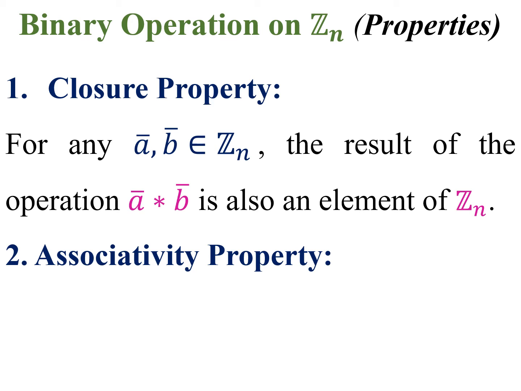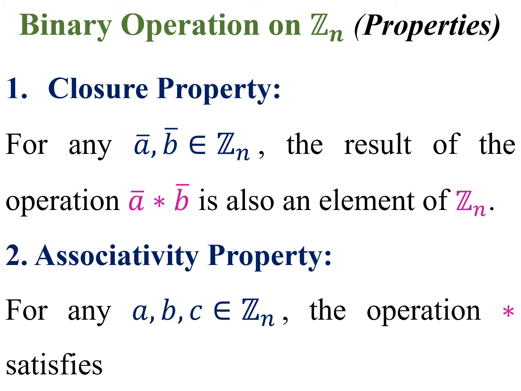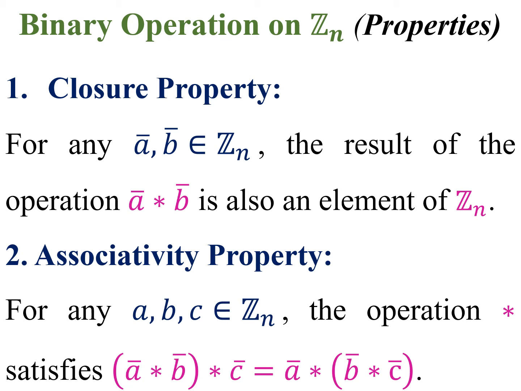then it is immaterial of order. That means for any class of A, class of B and class of C in Zn, the operation star satisfies class of A star class of B star with class of C is equal to class of A star with class of B star class of C. Means either you can apply the binary operation on class of A and class of B first and then apply it with class of C, or you can apply that binary operation on class of B and class of C and then apply it to class of A. Both results are the same or equal. This is called the associative property.